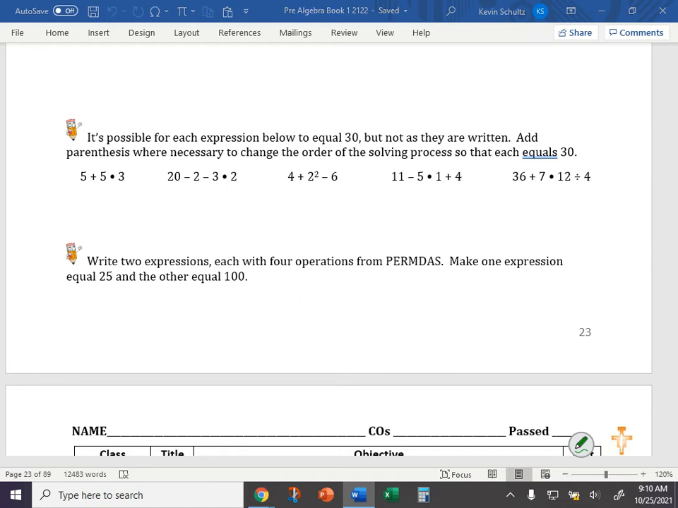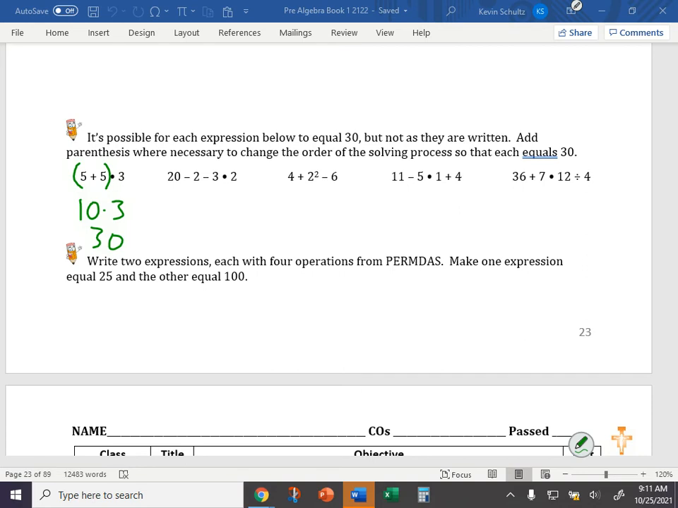Good. So add parentheses around the 5 and 5. Now, doing that first, it becomes 10 times 3, which equals 30. So for each of these 4 remaining, you're going to be adding parentheses somewhere in the expression to make it equal 30. For each of the 4 that we have left there in this section, yes.